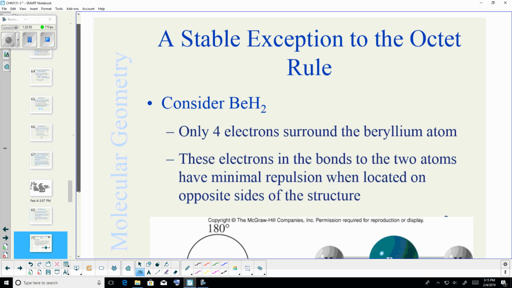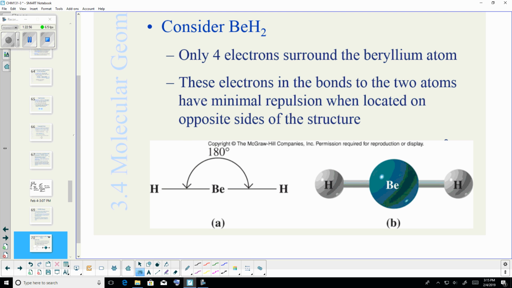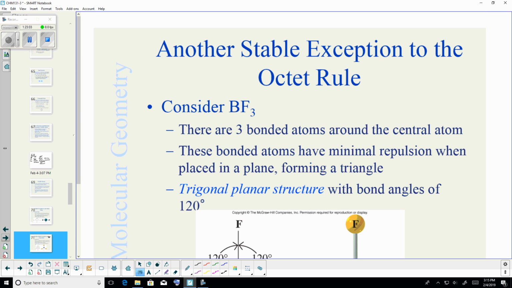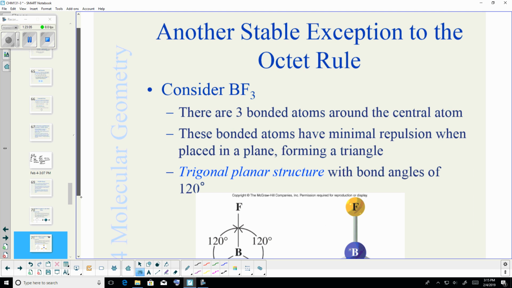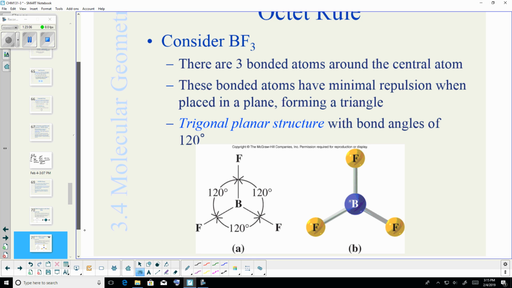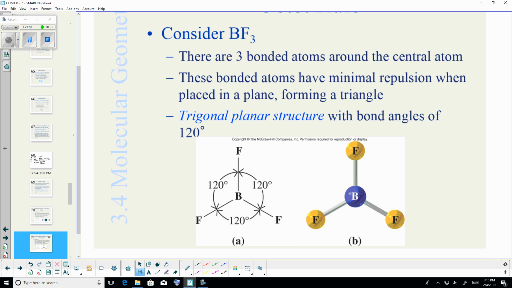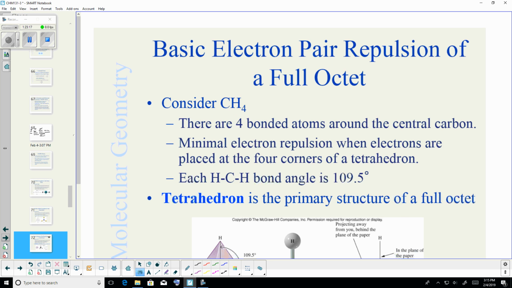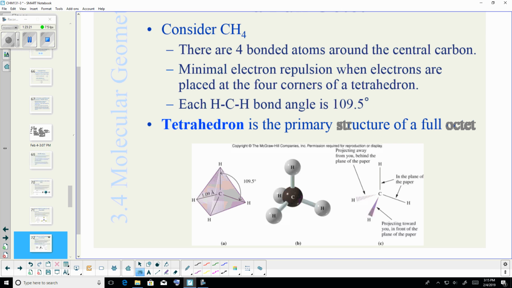BH2 is an example of one that's linear, 180 degrees. BF3, again, is an incomplete octet. Three atoms are around the boron, 120 degrees, trigonal planar. And what are they doing for the fourth one? Methane, CH4, is tetrahedral, 109.5 degrees.